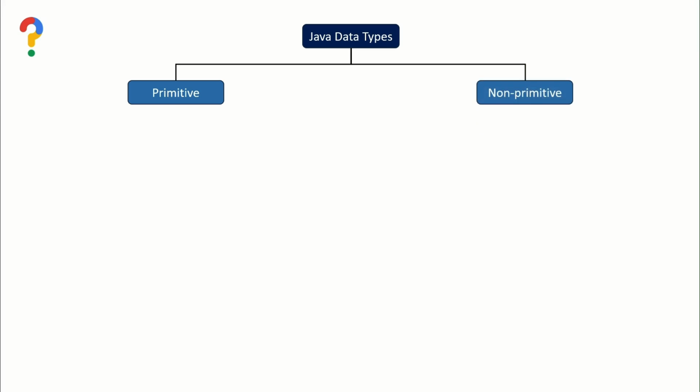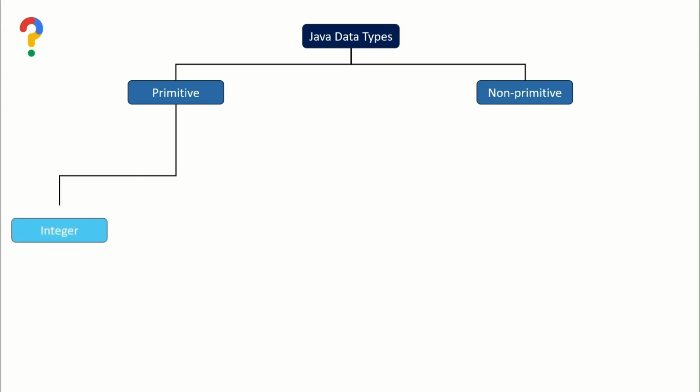Java data types have two main types, primitive data types and non-primitive data types. The primitive data types are the most basic building blocks, while non-primitive data types include more complex structures like objects and arrays. There are 8 primitive data types that are split into 4 groups.